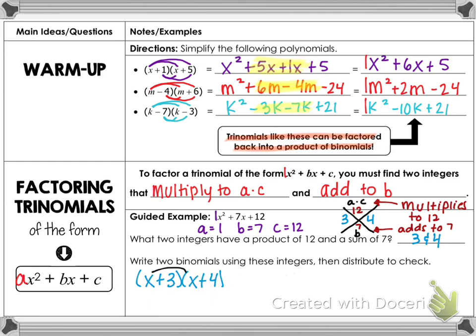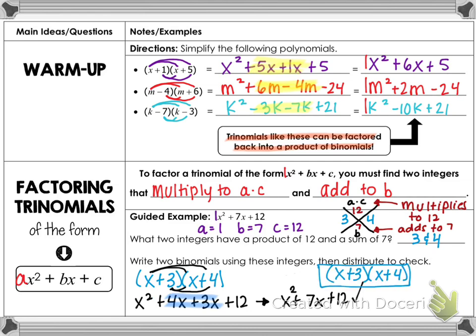X times x is x squared. X times 4 is 4x. 3 times x is 3x. And 3 times 4 is 12. Look at the middle two terms here. 4x plus 3x is 7x, isn't it? And that's supposed to be x squared here. So x squared plus 7x plus 12. Is that the same as the answer we got up here? Yeah, so that means we did this right. So your answer is x plus 3 times x plus 4.